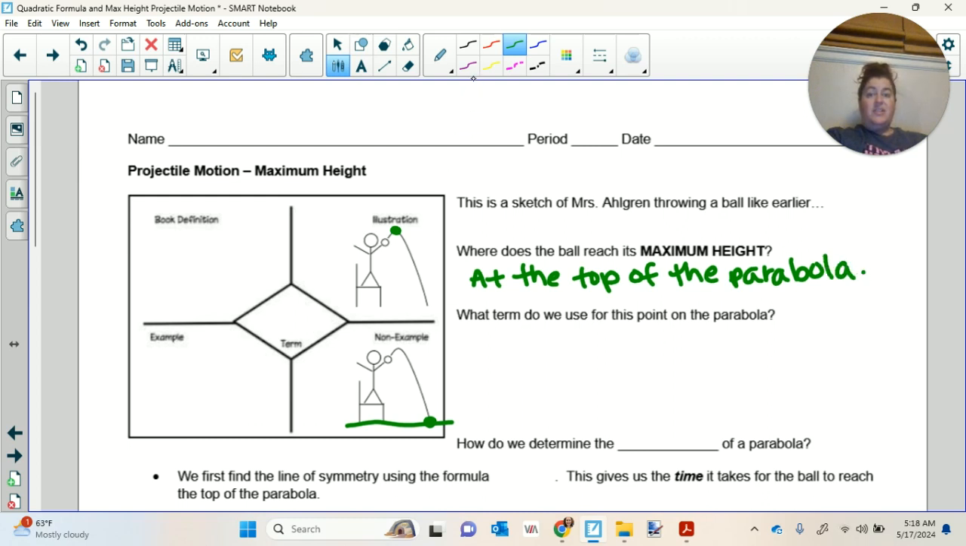And if you don't remember, because it's been way back in Unit 1, all the way back in the fall, the term that we use for that point on the parabola is called the vertex. And so again, this whole section is going to be about what we call the maximum of a graph, which is the highest point on that graph.